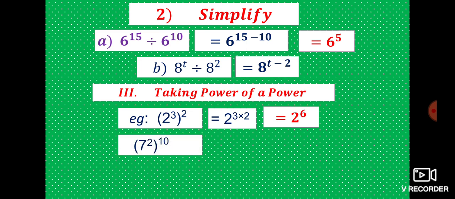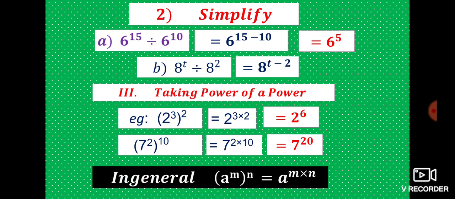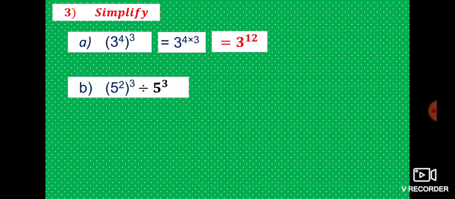7 raised to 2, that is 7 square, whole raised to 10, is 7 raised to 2 into 10. 2 into 10 is 20. 7 raised to 20. So in general, A raised to M whole raised to N equal to A raised to M into N. Some questions. 3 raised to 4 whole cube. We multiply these two. 3 raised to 4 into 3, 3 raised to 12.